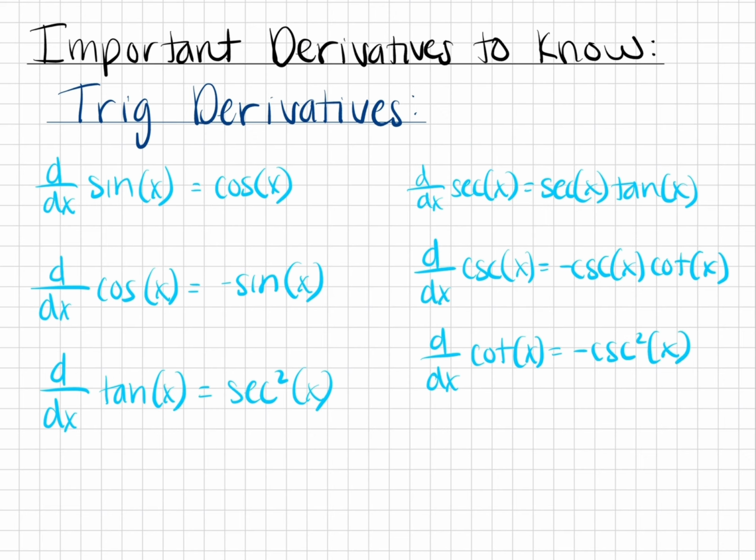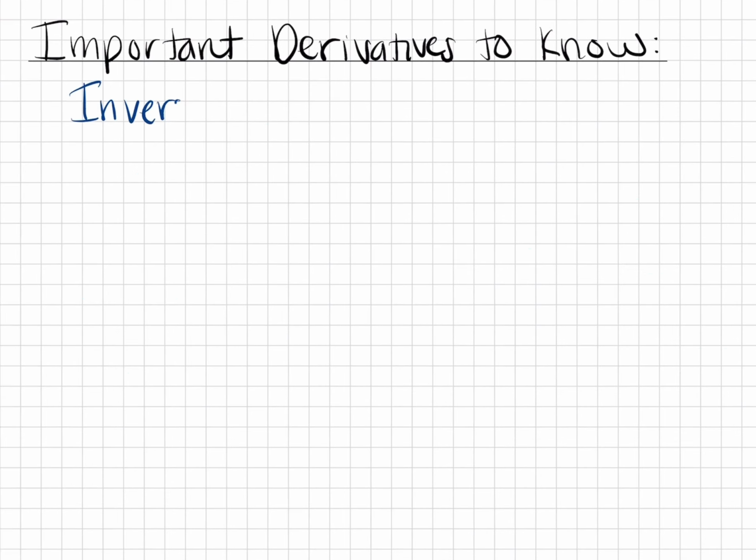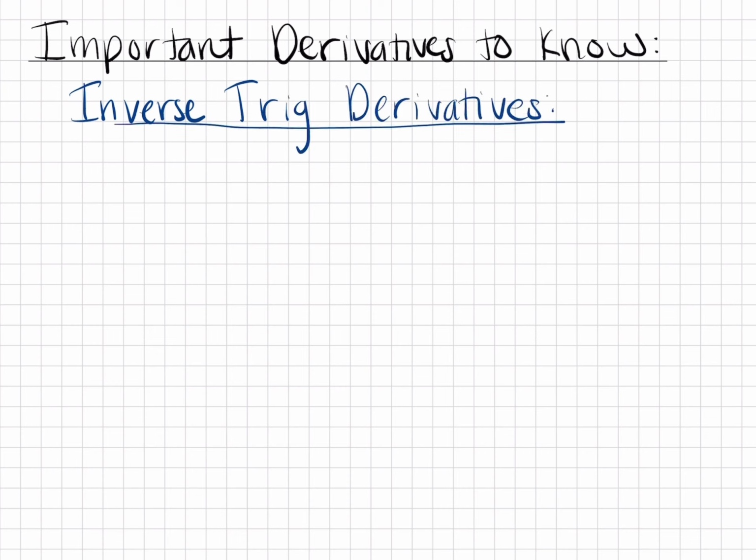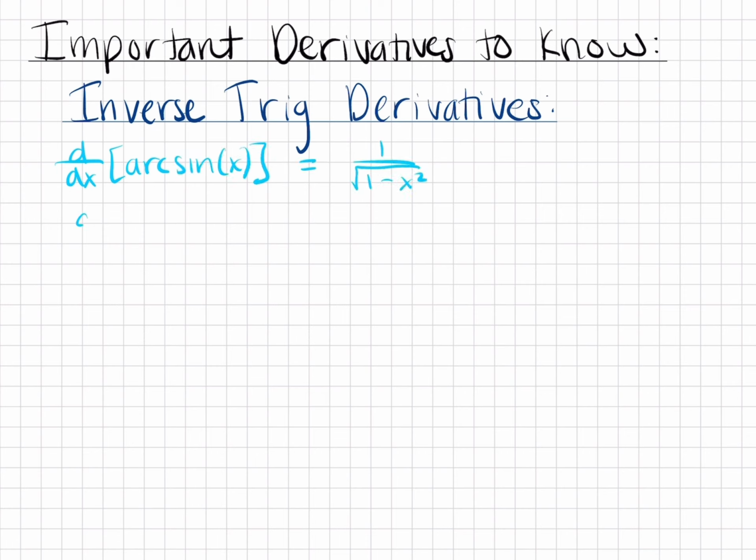Next up are the derivatives of the inverse trig functions. These pop up in integration, related rates, and other calculus problems. The derivative of inverse sine is 1 over the square root of 1 minus x squared. The derivative of inverse cosine of x is negative 1 over the square root of 1 minus x squared. The derivative of the inverse of tangent x is 1 over 1 plus x squared. The derivative of the inverse of cotangent x is negative 1 over 1 plus x squared.